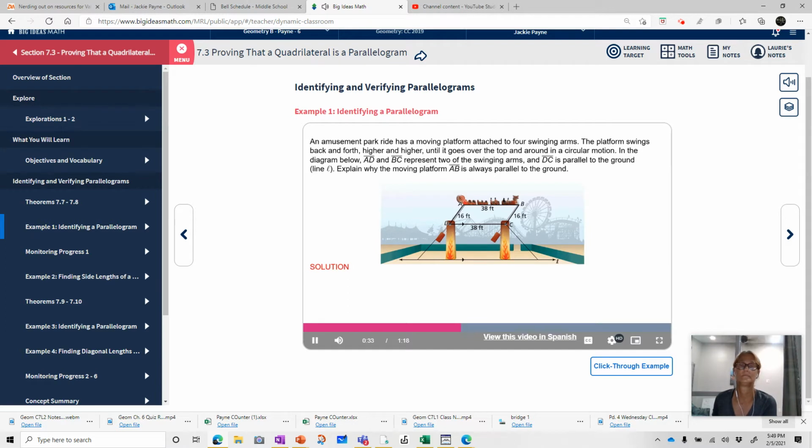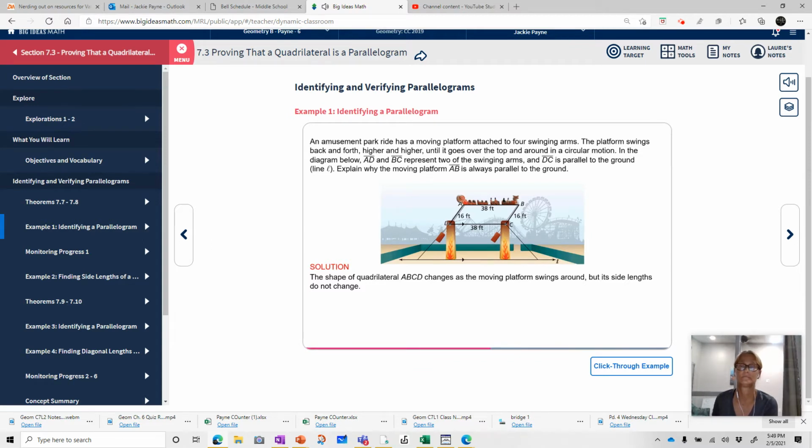Solution. The shape of quadrilateral ABCD changes as the moving platform swings around, but its side lengths do not change. From the diagram, both pairs of opposite sides are congruent, so ABCD is a parallelogram by the parallelogram opposite sides converse. By the definition of a parallelogram, segment AB is parallel to segment DC.